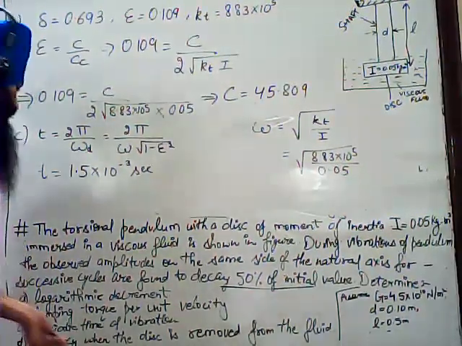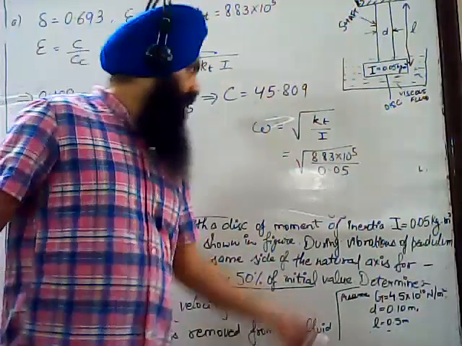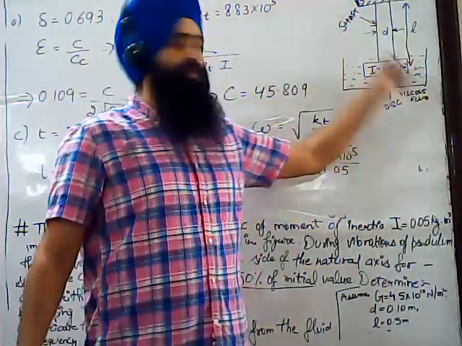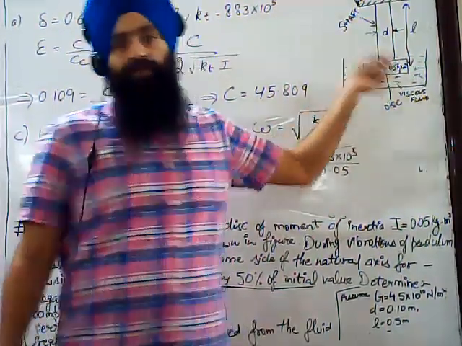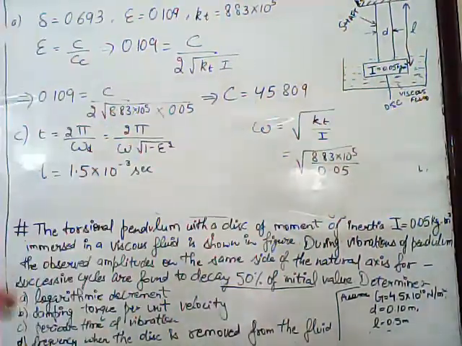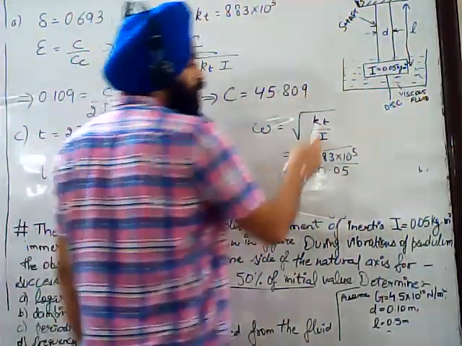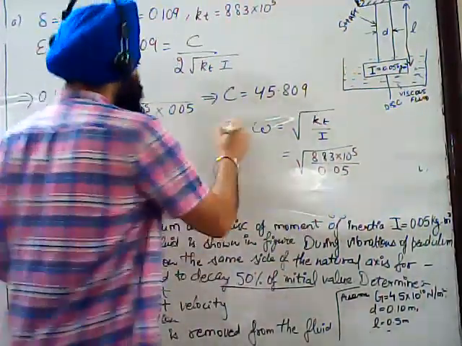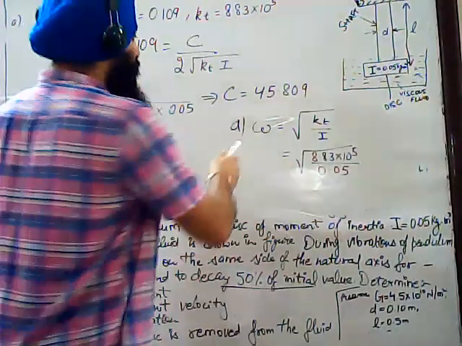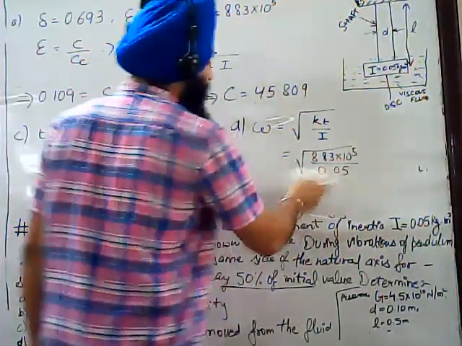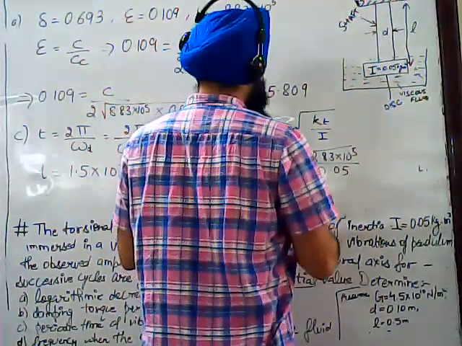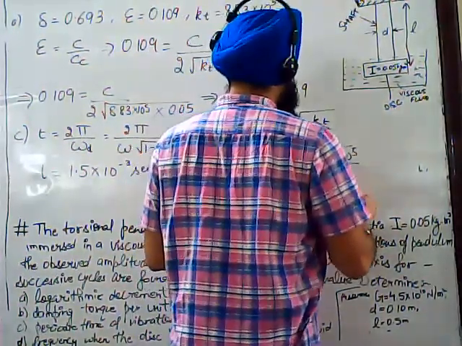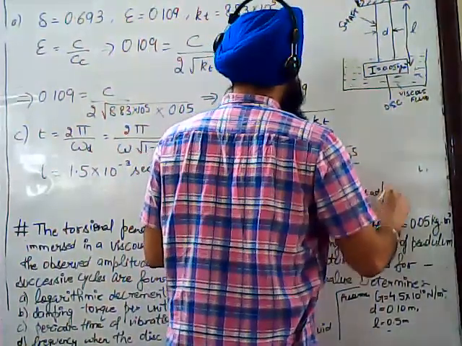Next, the frequency when the disc is removed from the fluid. Presently we are using a damper. When the fluid is removed, there will be no damper. Then we know that the frequency will be omega. Omega will be equal to under root of Kt by I. So this will be the fourth part. Omega will be equal to under root of 8.83 into 10 raised to the power 5 divided by 0.05. The value will be 4202.67. The units are radian per second.